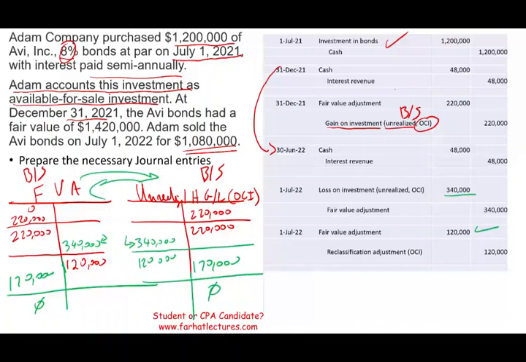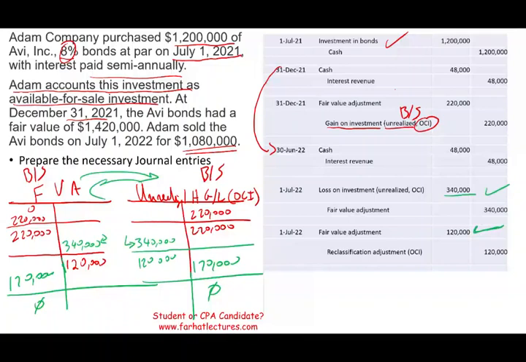So basically, the fair value and the unrealized holding gain or loss, thank you very much. You performed your purpose. You kept us up to date about our account. But now we're selling the investment. Therefore, we have to take out anything that we put in you, which is the 220 and the 120. Now we get rid of them. So we adjust the value of the investment. Then since we're selling it, we get rid of both of these accounts, basically.